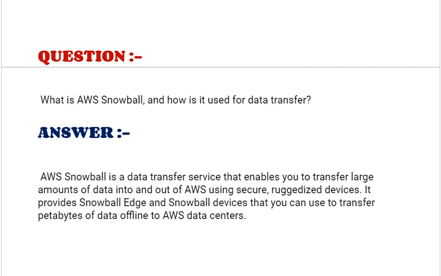Our next interview question is: what is AWS Snowball and how is it used for data transfer? Your answer should be: AWS Snowball is a data transfer service that enables you to transfer large amounts of data into and out of AWS using secure ruggedized devices. It provides Snowball Edge and Snowball devices that you can use to transfer petabytes of data offline to AWS data centers.